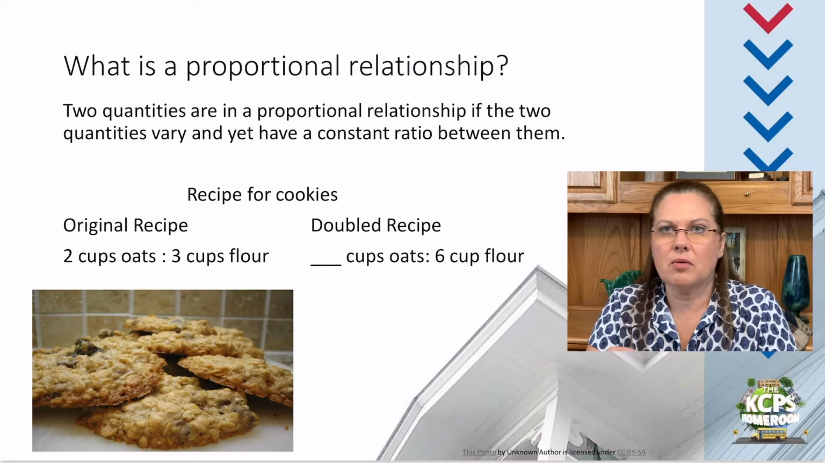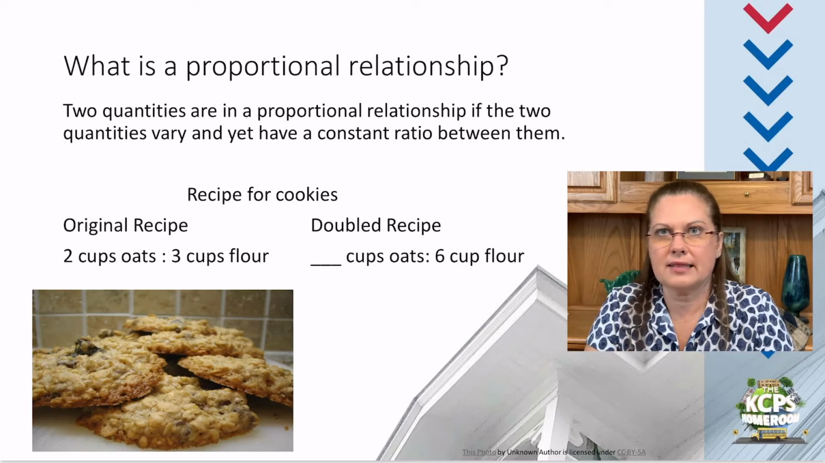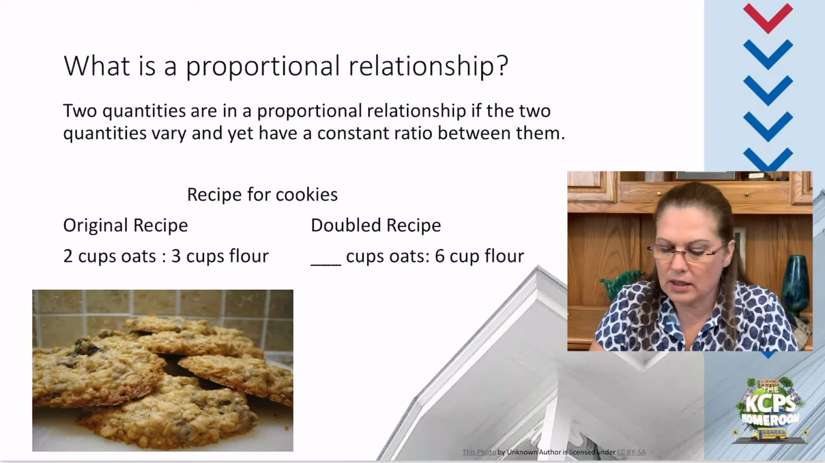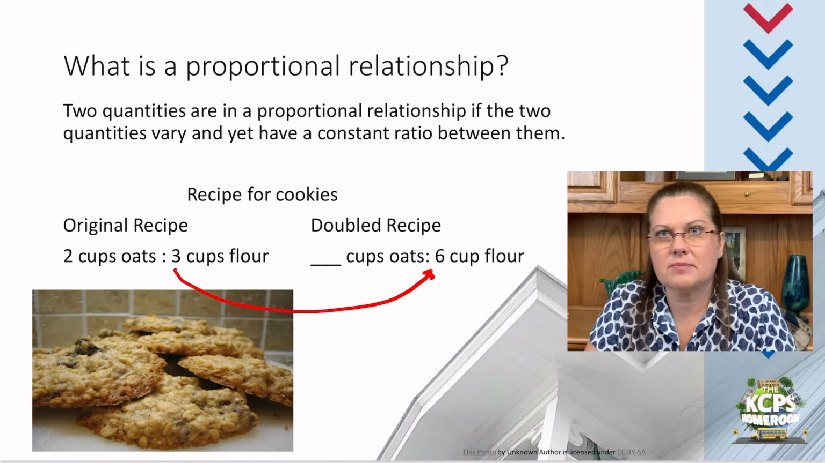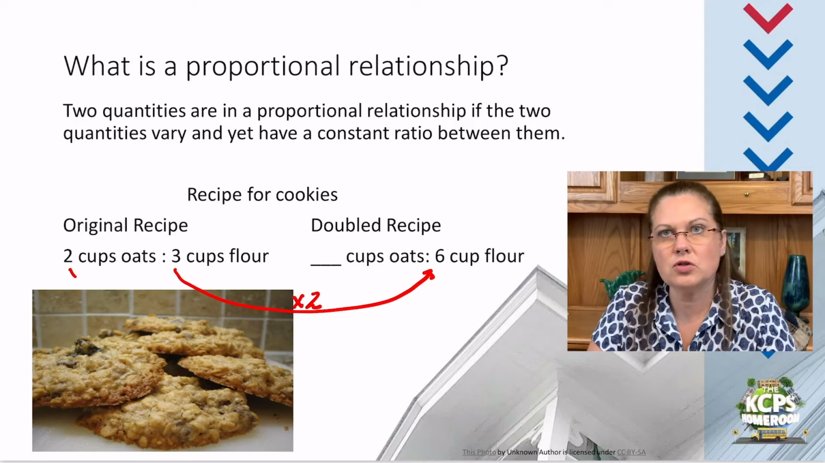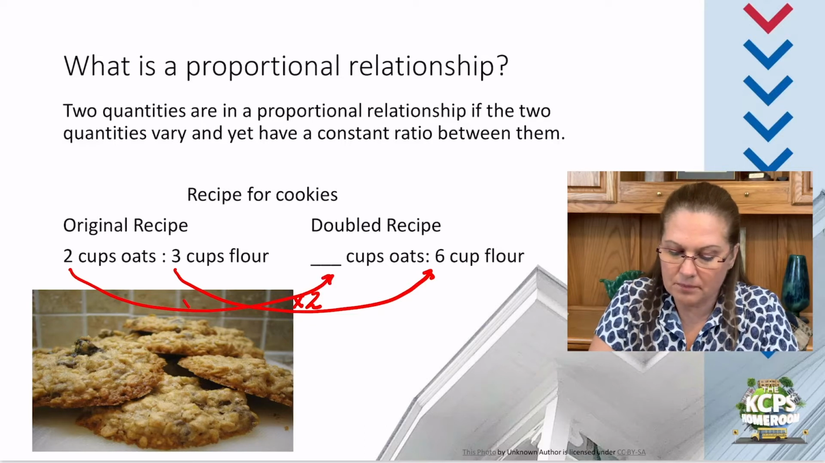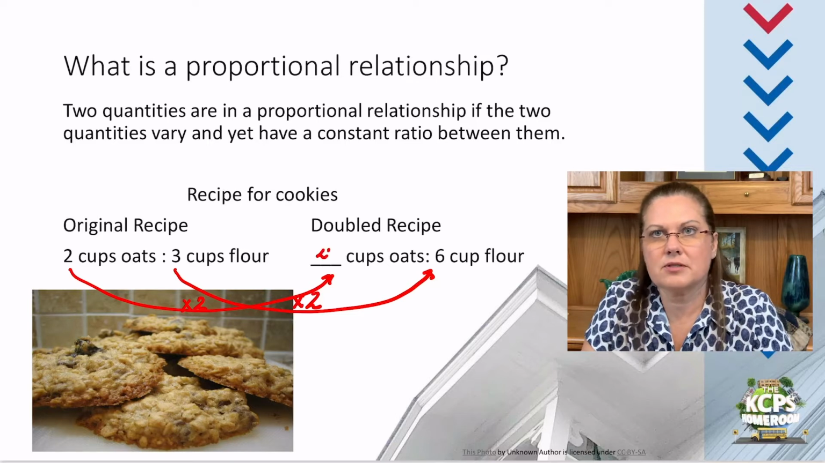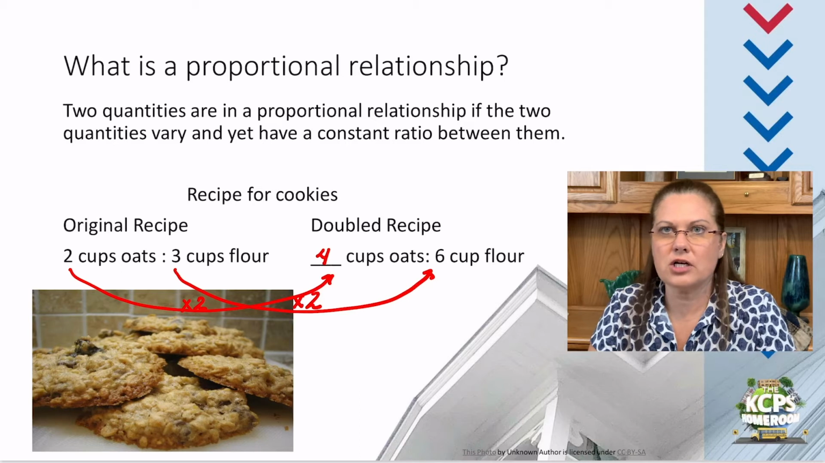And when we say double, that gives us our constant ratio right there, because we're multiplying times 2. So our 3 cups of flour, when we multiply times 2, is going to be 6 cups of flour. Our 2 cups of oats, when we multiply times that same ratio, 2, is going to be 4. So our doubled recipe needs 4 cups of oats and 6 cups of flour. Remember, our constant ratio is 2 because we doubled.